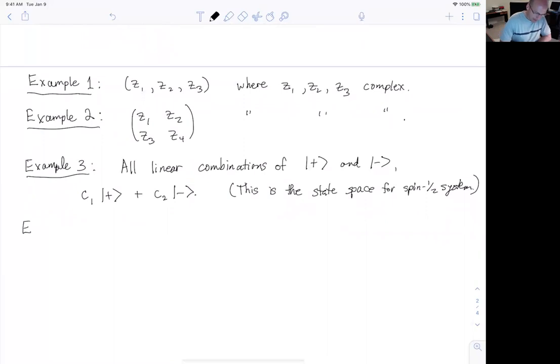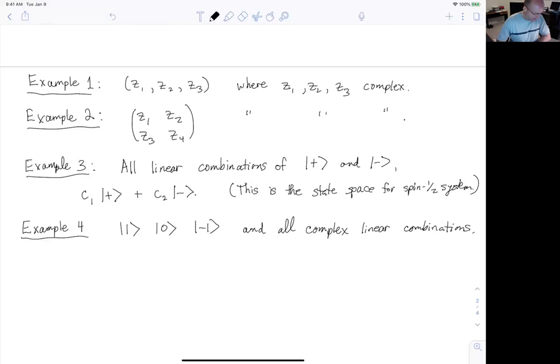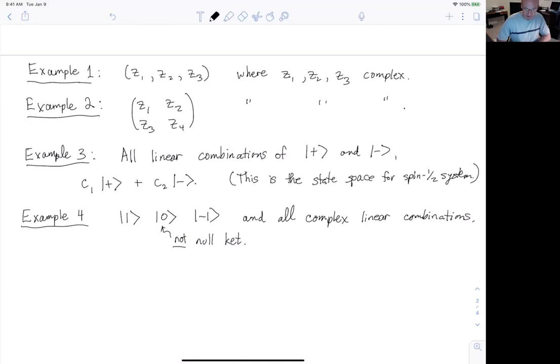Okay, example four. Again, these are slightly different from the ones in the text. Would be, let's define three kets, one, zero, and minus one, and all linear combinations of them. In fact, all complex linear combinations. So one of the reasons I'm choosing this example is I want to emphasize that I've called one of these ket zero, but this is not the null ket. So in equations, when we mean the null ket, we're really just going to write nothing at all. And so there are going to be many situations where we'll have a ket labeled by the number zero, but you have to make sure you understand it's not the null ket.